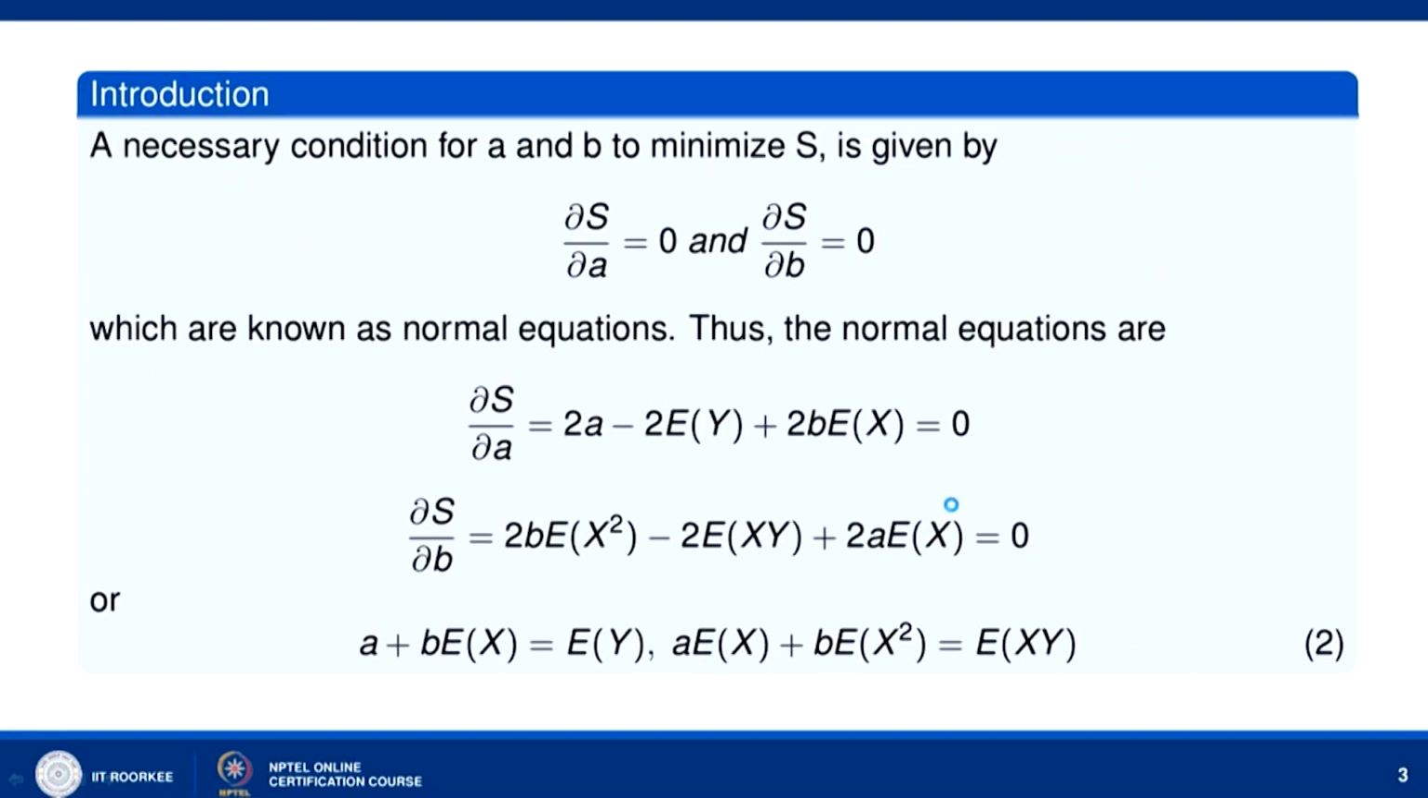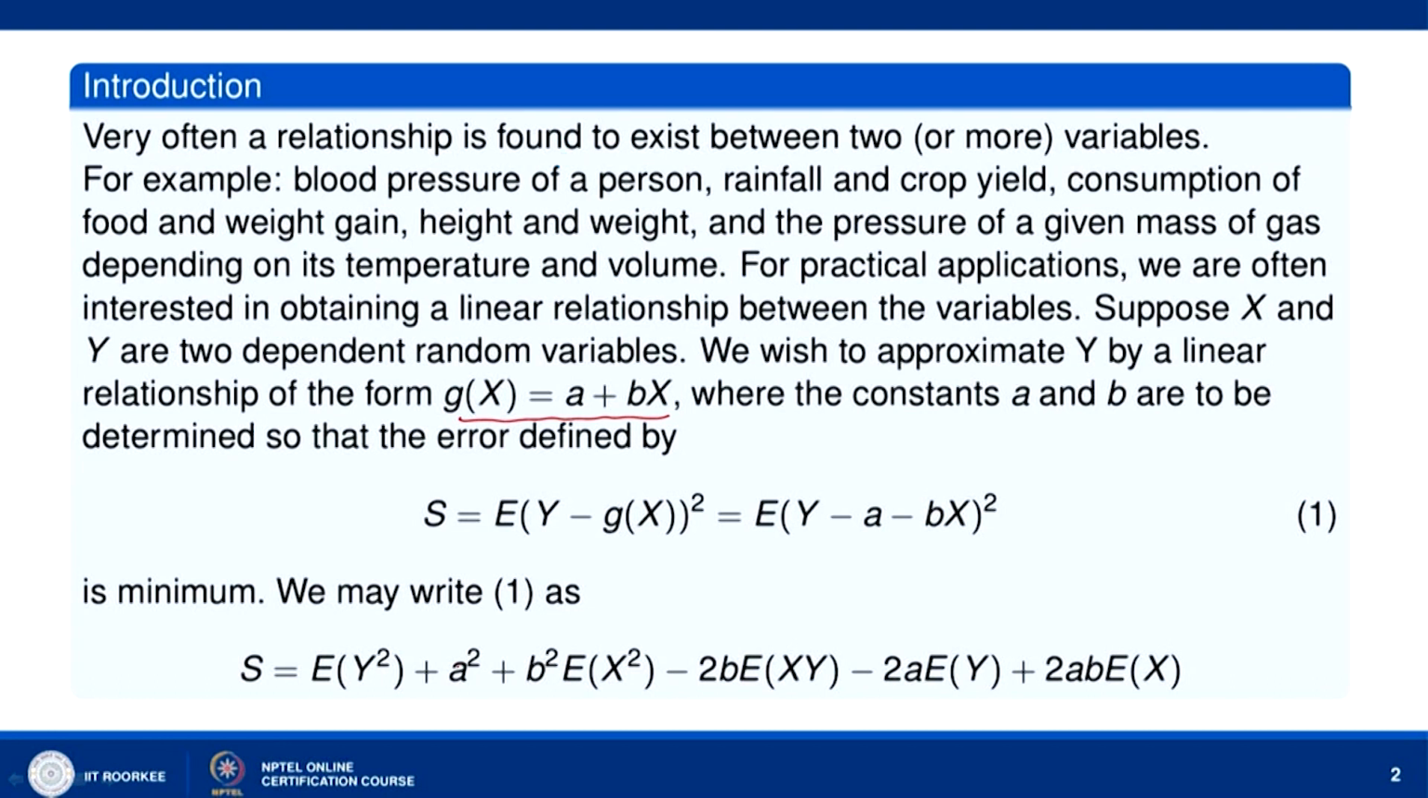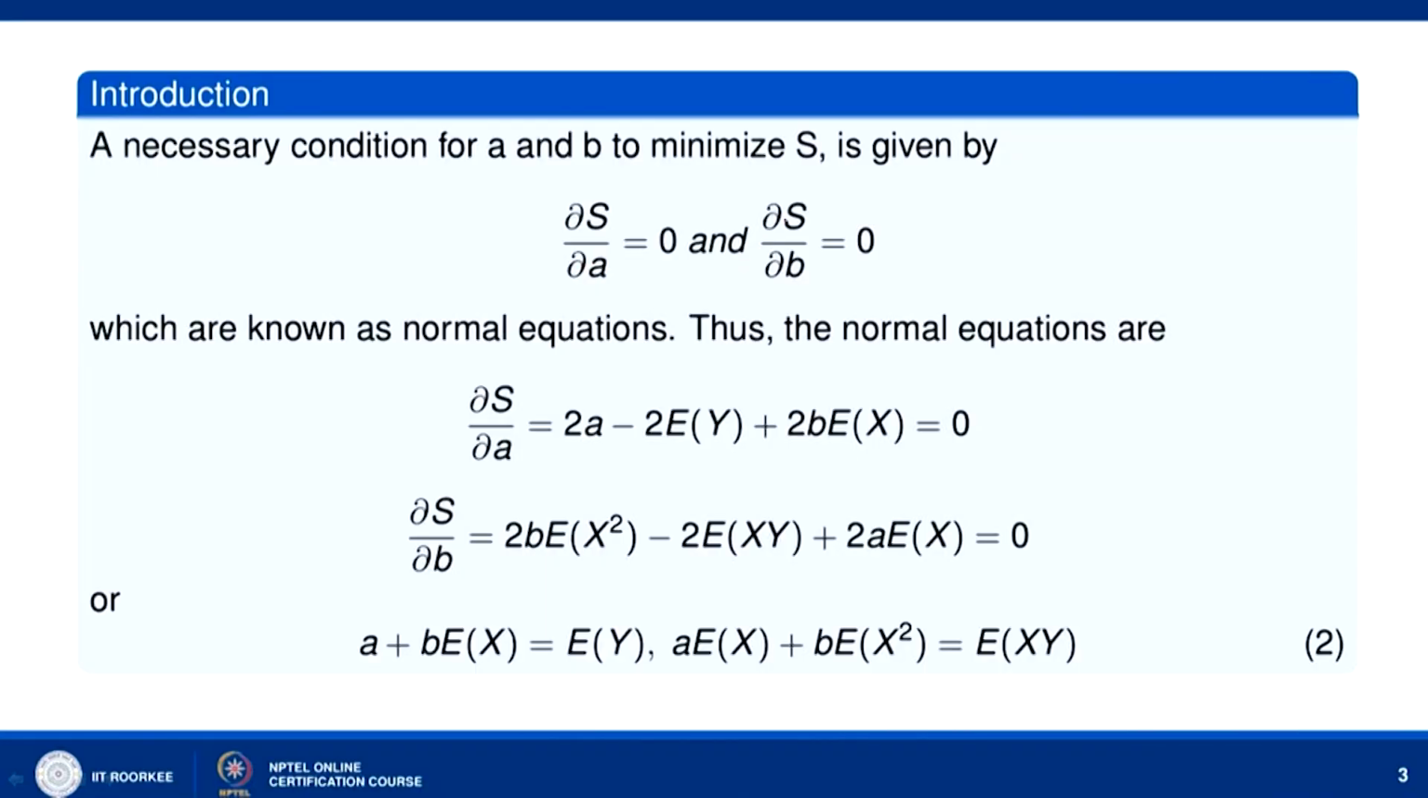Now, a necessary condition for a function of two variables, say here they are a and b, you can see we want to minimize S. S is a function of two parameters a and b. So, in order for S to be a minimum, we must have the partial derivative of S with respect to a equal to 0 and partial derivative of S with respect to b equal to 0. These two equations are known as normal equations.